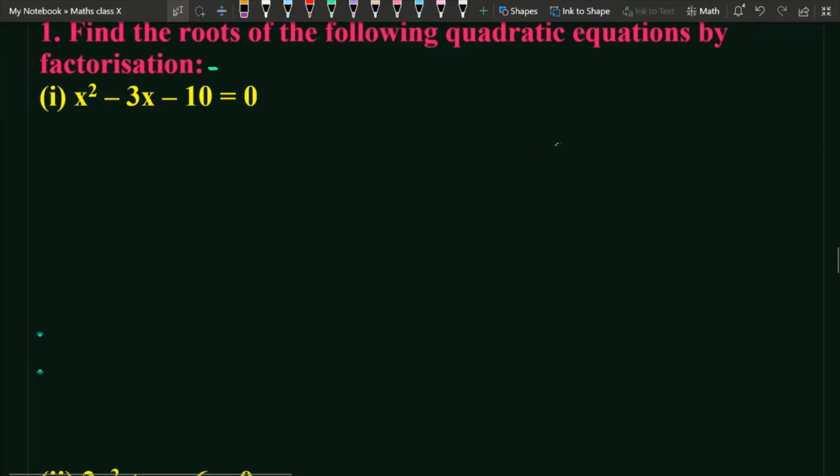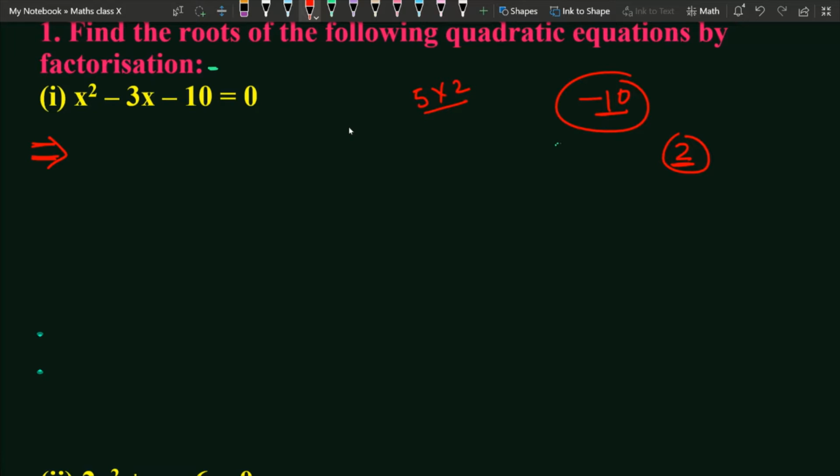Now, this equation can be written as x square minus 3x minus 10, equal to 0. So you have to search for two numbers which, multiplied, give minus 10, and by addition or subtraction give 3. So what are those? 5 twos are 10. You see, 5 minus 2 is 3 and 5 twos are 10. So we'll split it into 5 and 2.